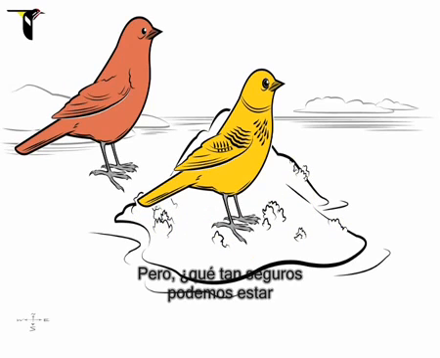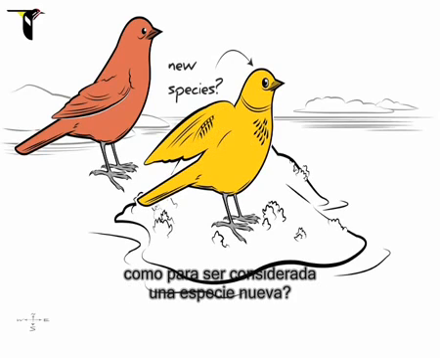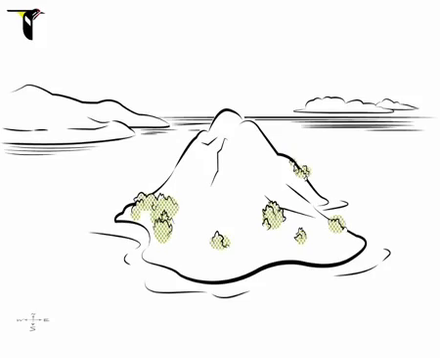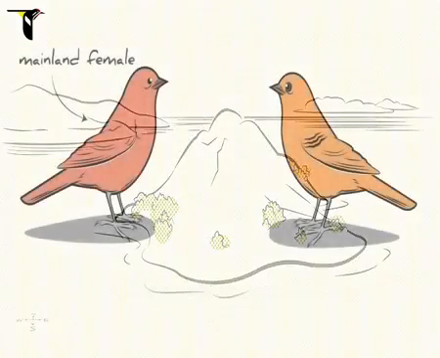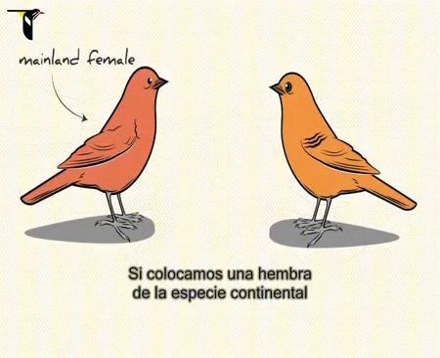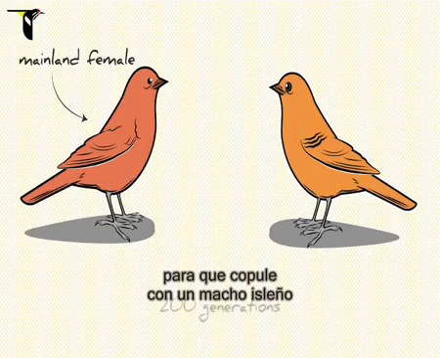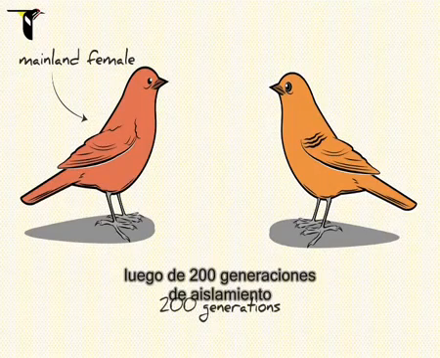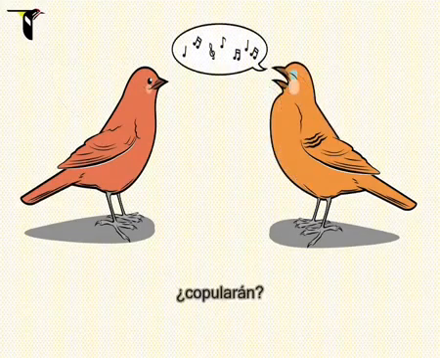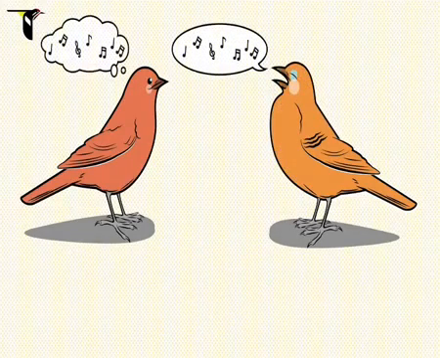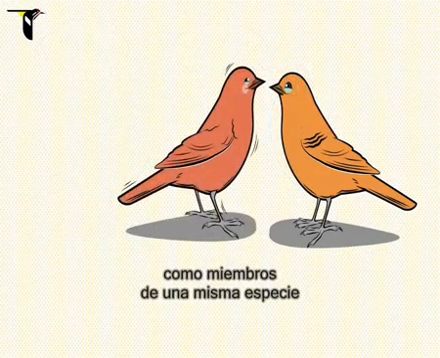But at what point are we confident that this island population has really changed enough to become a new species? Well, let's put our definition to the test. If we introduce a female from the mainland species to a potential mate from the island after 200 generations in isolation, about 400 years in bird terms, will they mate? It appears that these two still recognize each other as members of the same species.